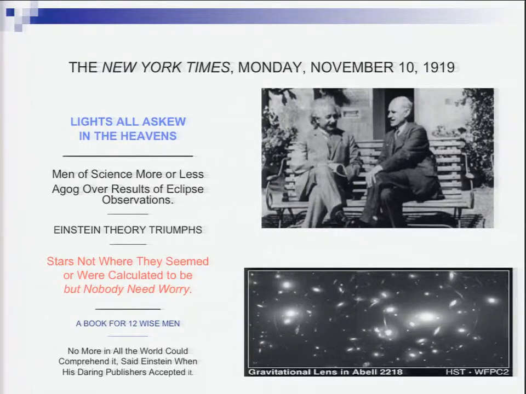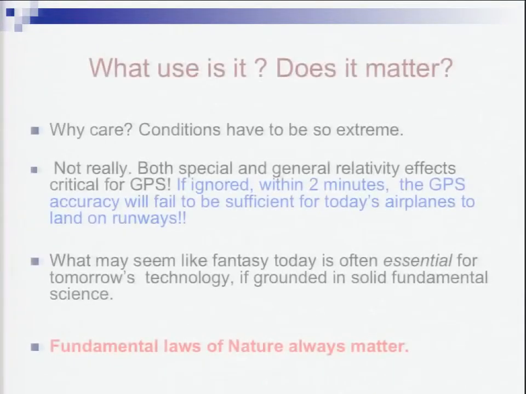Here I just happen to have the cover of the New York Times on 10th November 1919. And the headline says, "Lights all askew in the heavens. Men of science more or less agog over the results of the eclipse observation. Einstein's theory triumphs. Stars not where they seem to be or were calculated to be, but no one need worry." So this is what happened. I mean, suddenly Einstein became a part of the general culture. Often this is not related to hard science, but we are human beings. Science is part of the human endeavor.